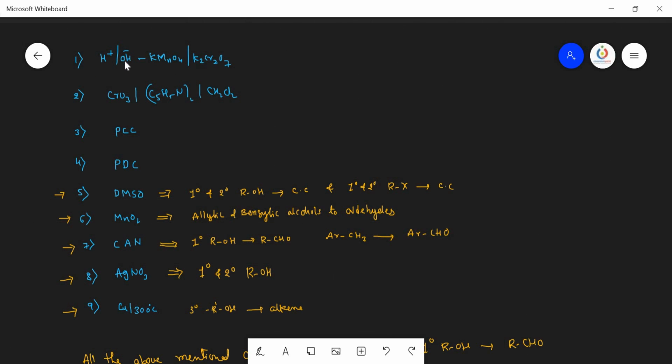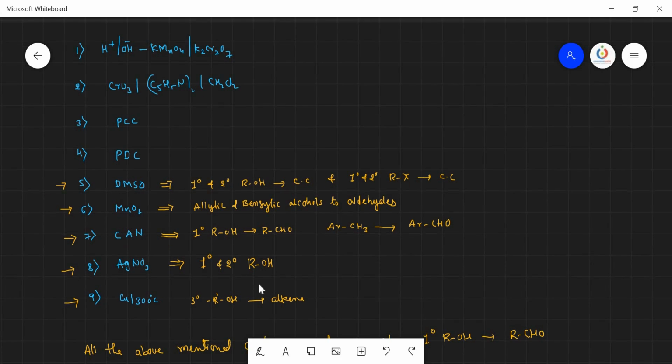Here we have acidified or alkaline KMnO4, K2Cr2O7 potassium dichromate, CrO3 dipyridine in CH2Cl2, PCC pyridinium chlorochromate, PDC pyridinium dichromate, DMSO dimethyl sulfoxide, manganese dioxide, ceric ammonium nitrate, AgNO3, and copper at 300 degrees centigrade. All of these are used for the oxidation of alcohols to provide the carbonyl compounds.